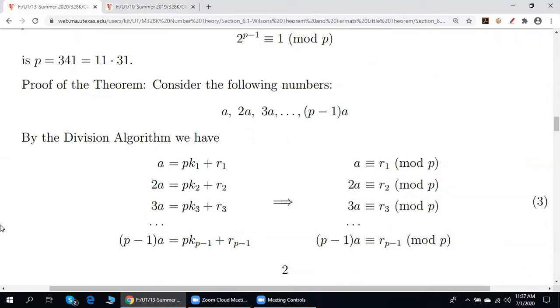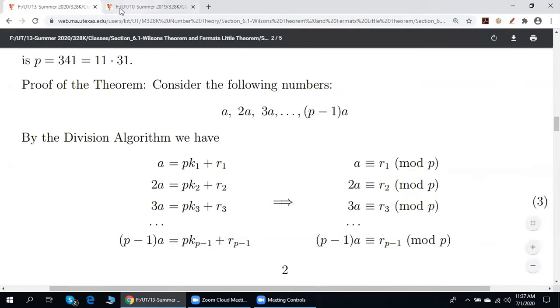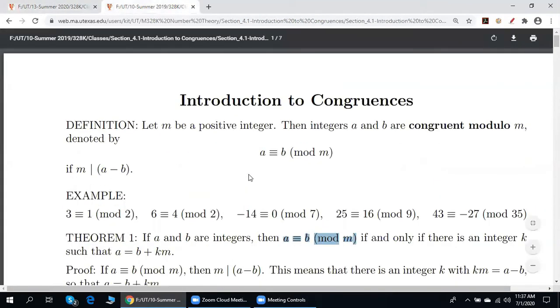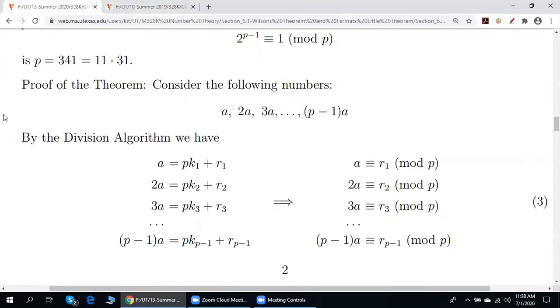Wait, so why? How come it's not by definition? Well, here's why. Note that by definition, A is congruent to B modulo M if M divides A minus B. This is the definition. Okay, I see.